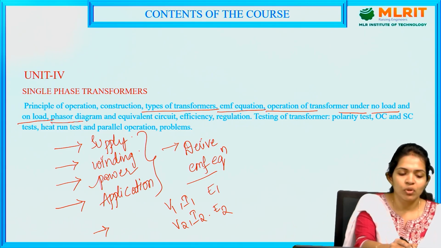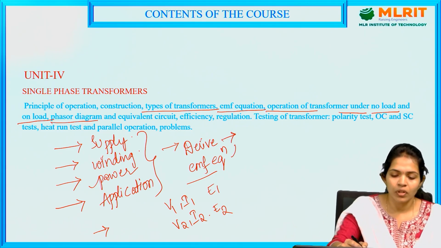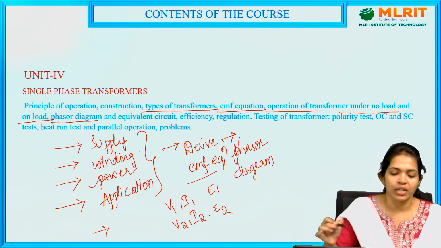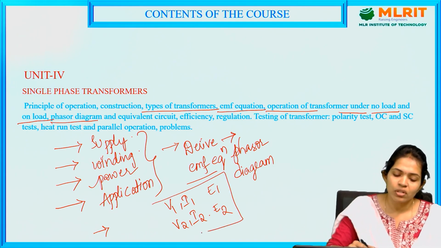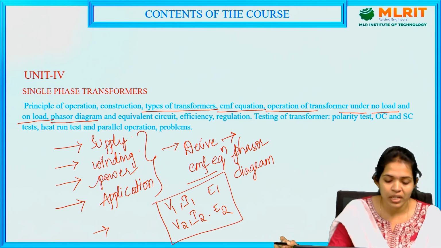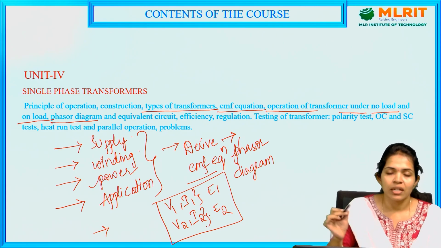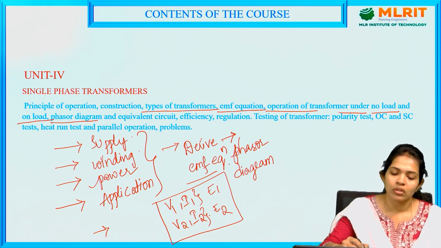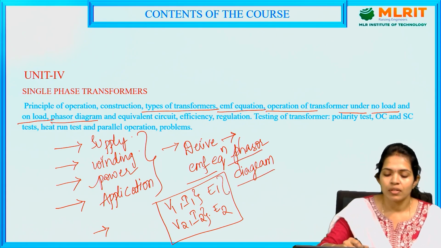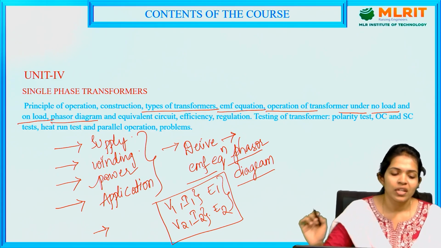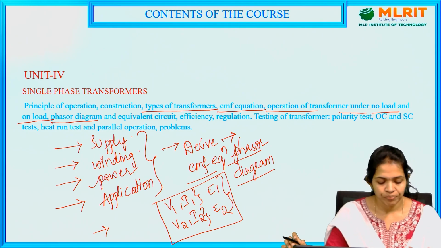Then we'll be studying the phasor diagram. The phasor diagram of the same transformer operating under no load condition and loaded condition, including all this terminology: primary voltage, secondary voltage, primary induced EMF E1 and secondary induced EMF E2, and the primary current I1 and the secondary current I2. How we represent all these parameters in the phasor diagram will be clearly studied under the phasor diagram concept of transformers.